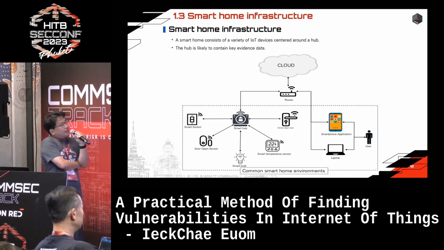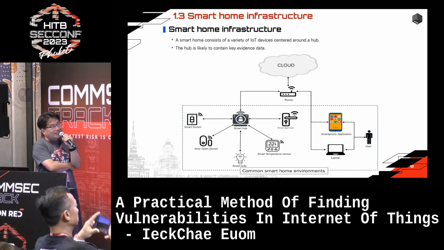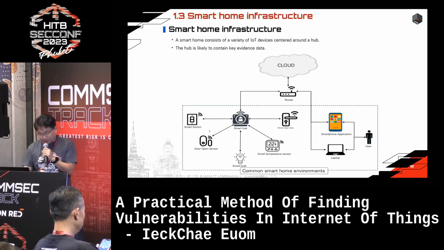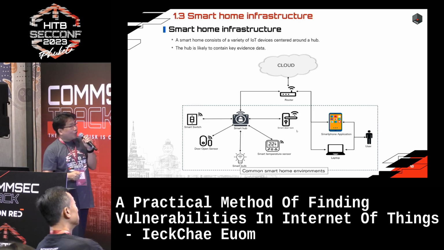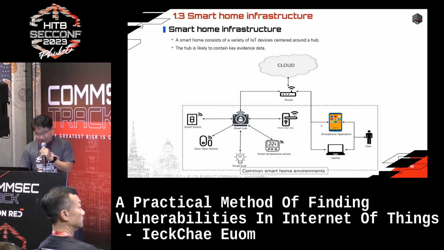This slide shows the SmartThings smart home infrastructure. There is a smart hub, like an access point, and many smart sensors, smart switches, cameras, sensors and bulbs, and smart meters. Most of us use the smart home through an application, like Xiaomi Mi or Samsung SmartThings, and most data is stored in the cloud.